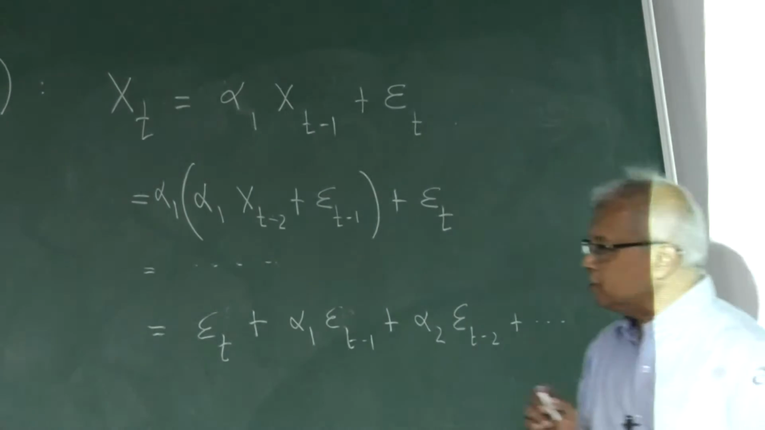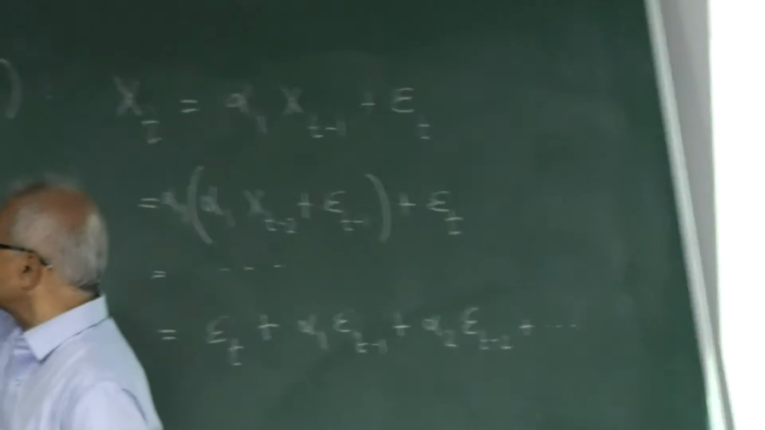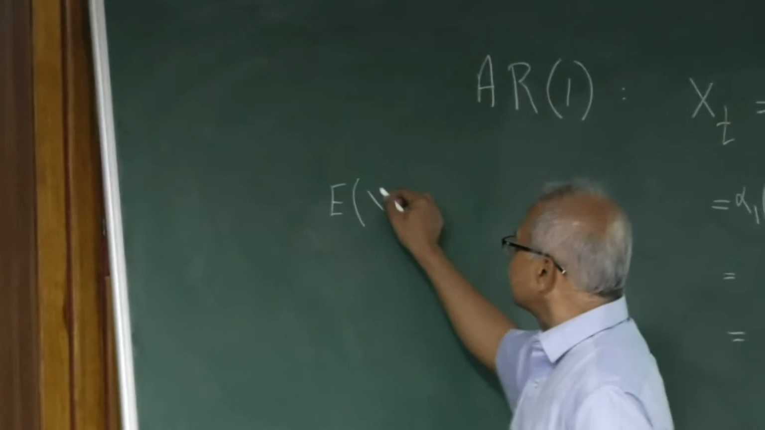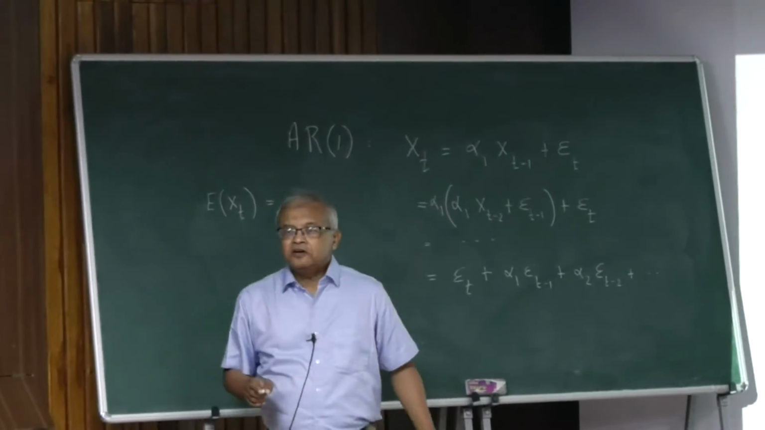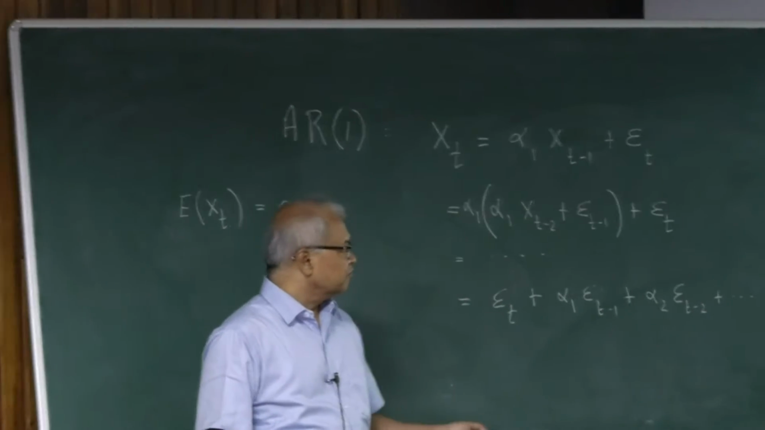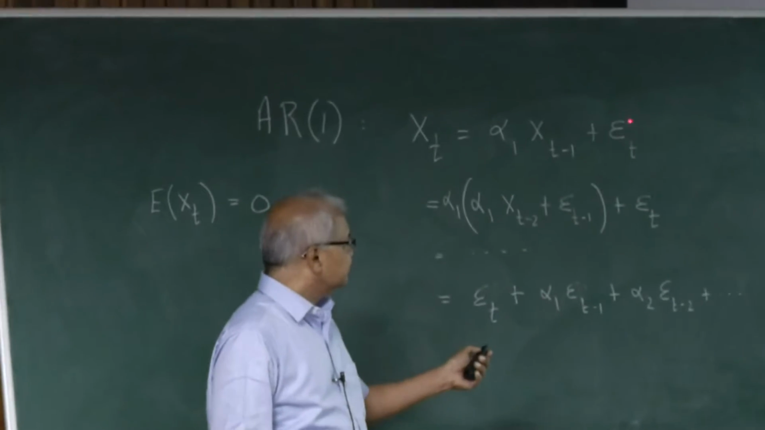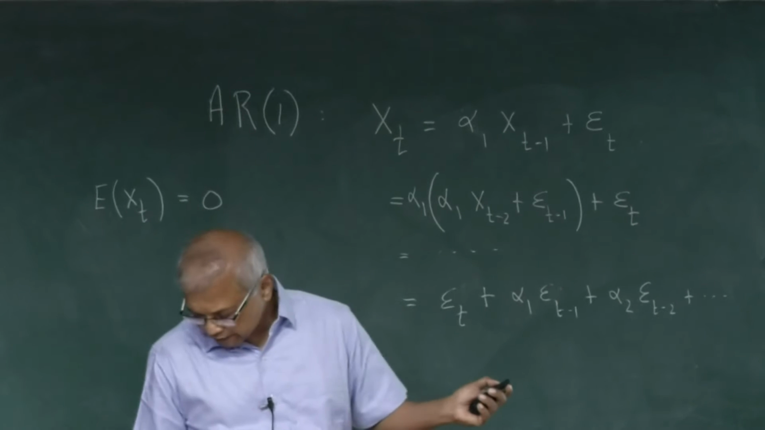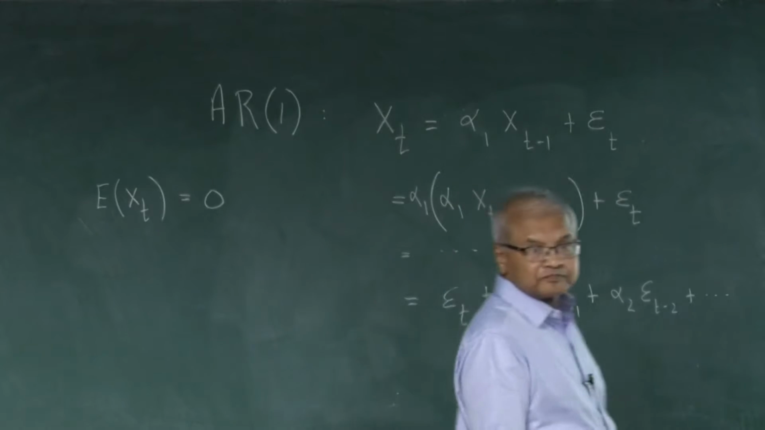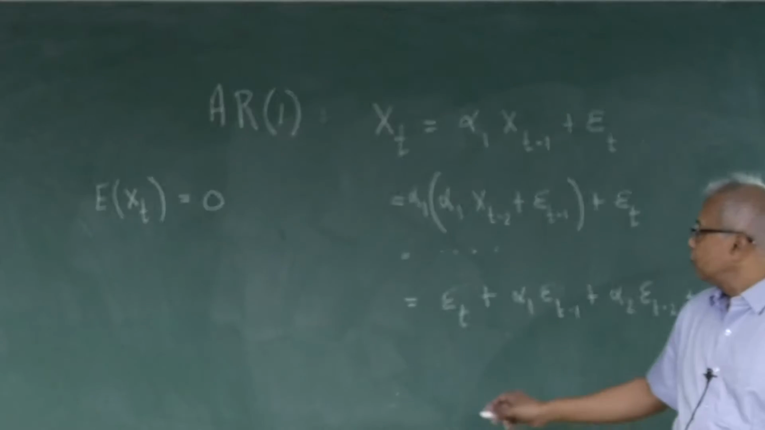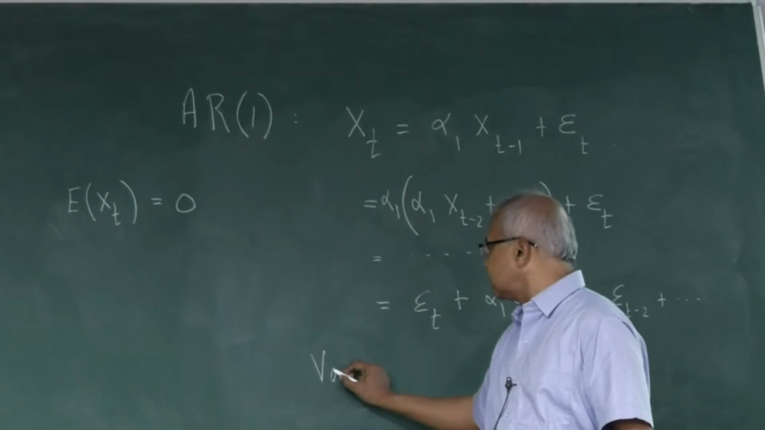What would be the expectation of this, xt? This is going to be 0 because all the epsilon t's have 0 mean. So this is going to be 0. What about the variance? What would be the variance of xt?